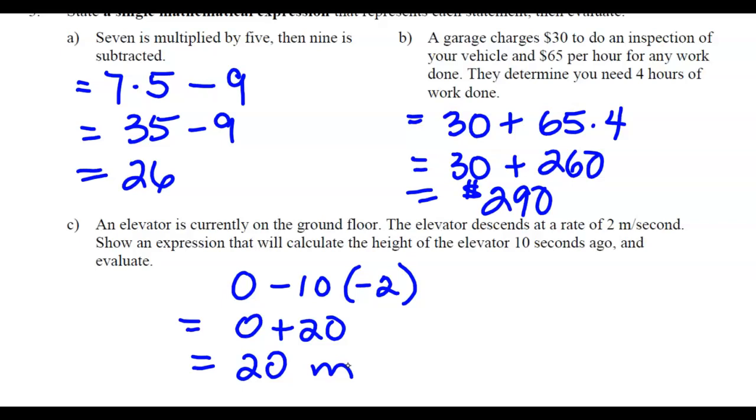No, because it was 10 seconds ago. Where was it? That's what it was asking. So then it must have been higher. So it was descending to get down to the ground floor. Make sense? You're waiting for the elevator basically, and where was it 10 seconds ago? It was up high.